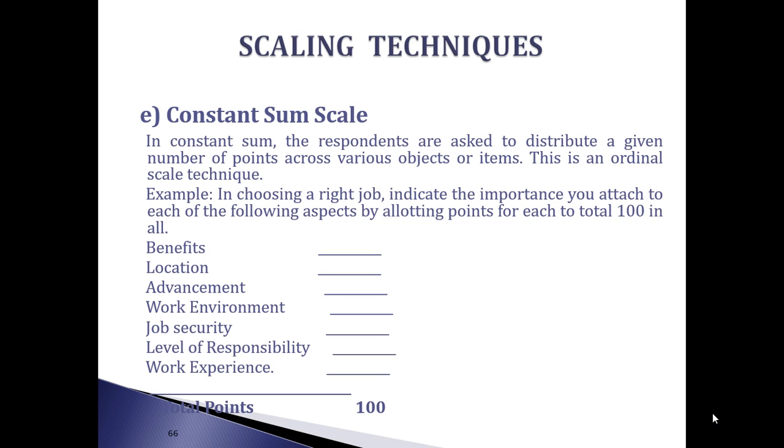Constant sum scale. In constant sum, the respondents are asked to distribute a given number of points across various objects or items. This is an ordinal scale technique. The respondents are asked to allocate points to each of the following aspects in choosing a right job: benefits, location, advancement, work environment, job security, level of responsibility, work experience, and the total points is 100.